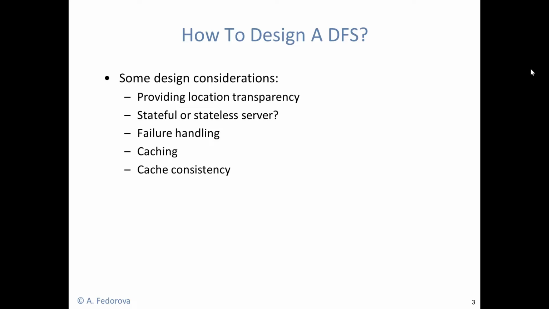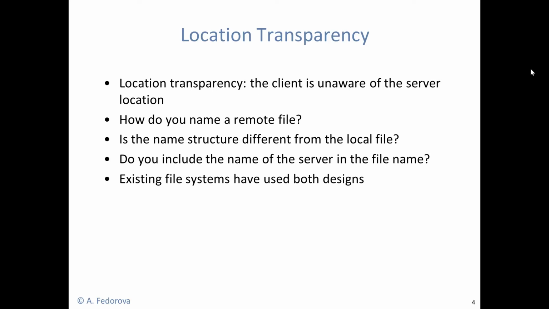How does the system handle failures? What about caching? Do we cache files either on the client or on the server or elsewhere? And if we do cache, how do we ensure cache consistency? So location transparency: if we have complete location transparency, the client is unaware of the server location. And so the question that arises is, how do you name a remote file?